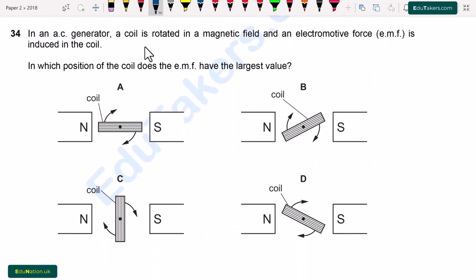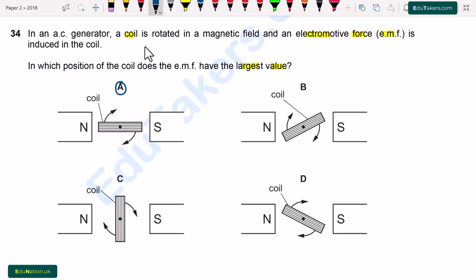Question number 34. In an AC generator, a coil is rotated in the magnetic field and an electromotive force, which is EMF, is induced in the coil. In which position of the coil does the EMF have the largest value? So 4 positions are shown here and we have to tell the position in which the EMF has the largest value. The EMF has the largest value only in the horizontal position, that is given in option A. So option A is correct.